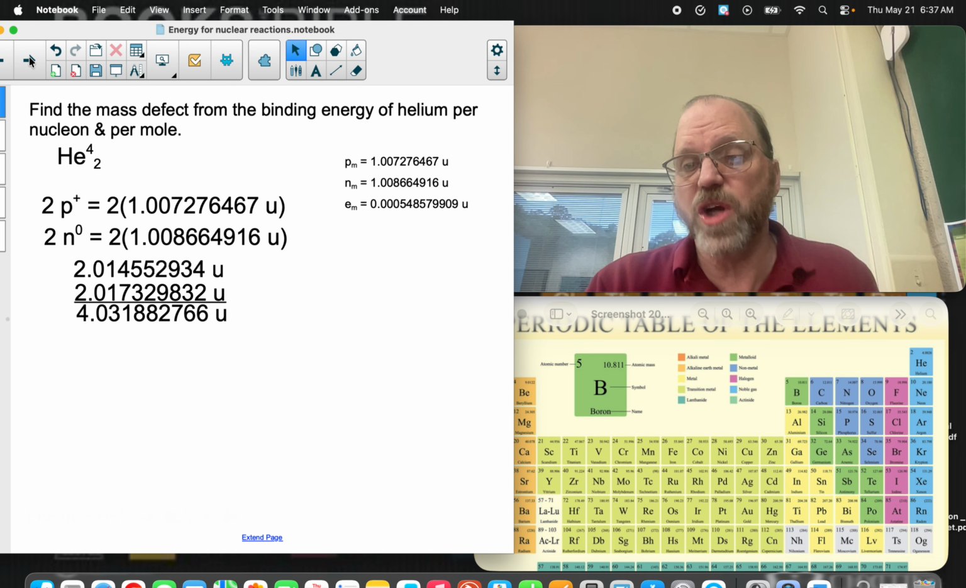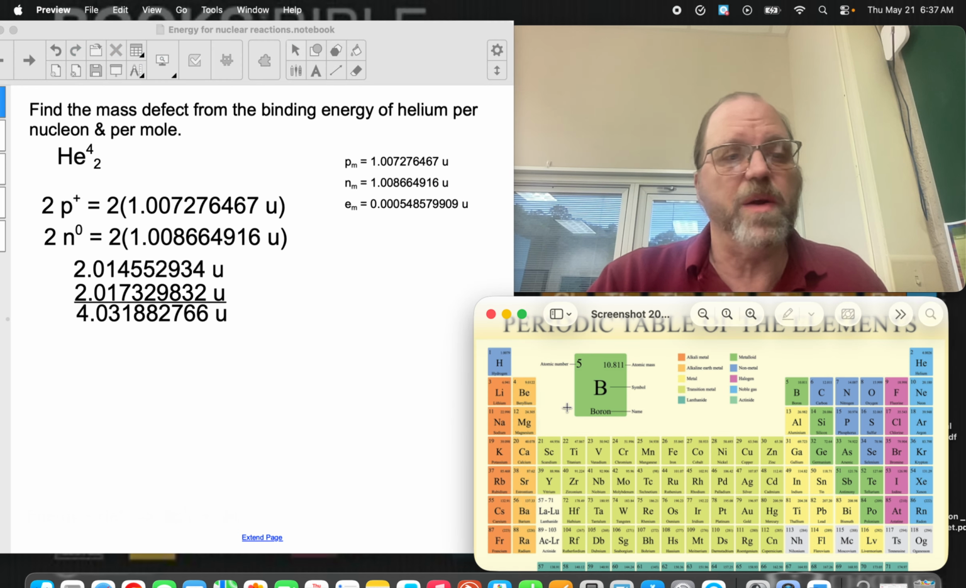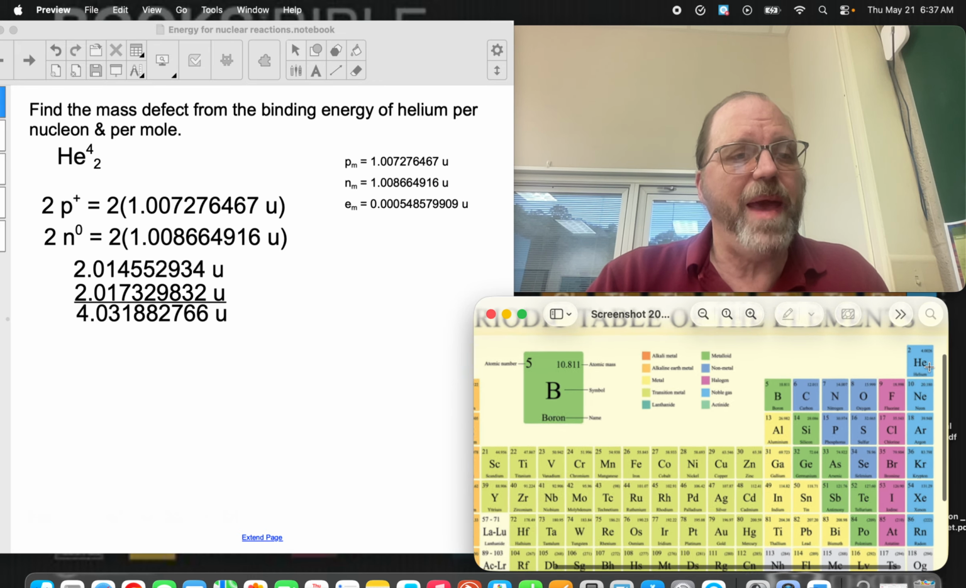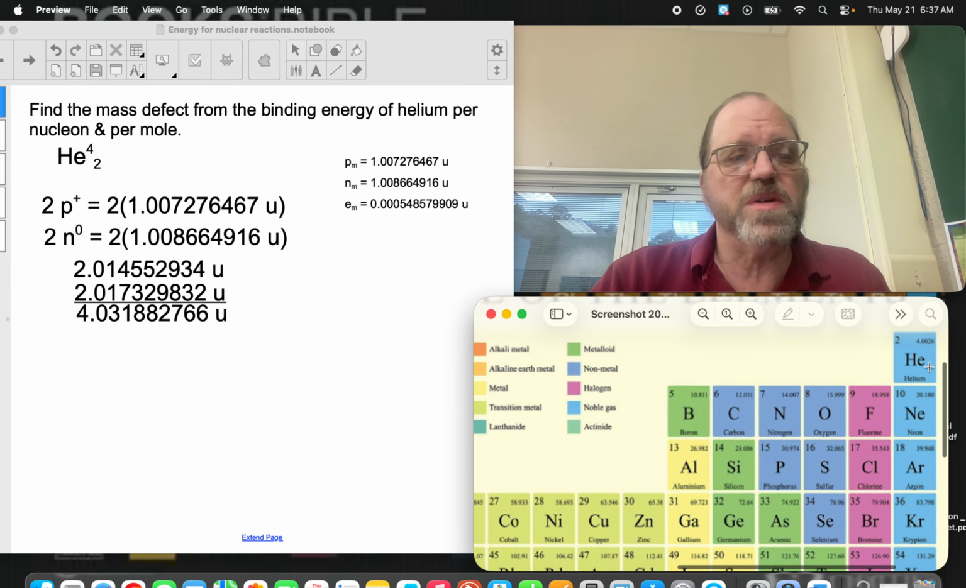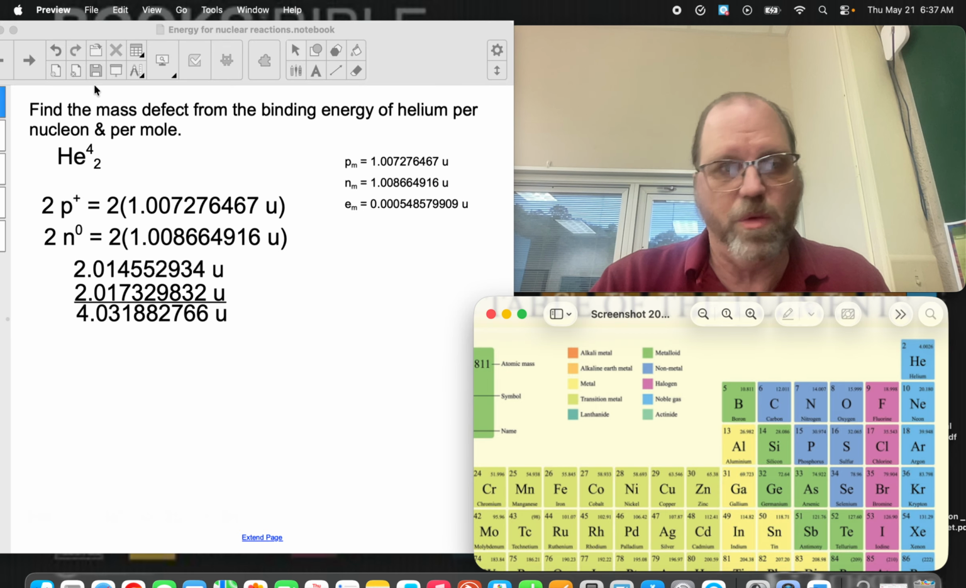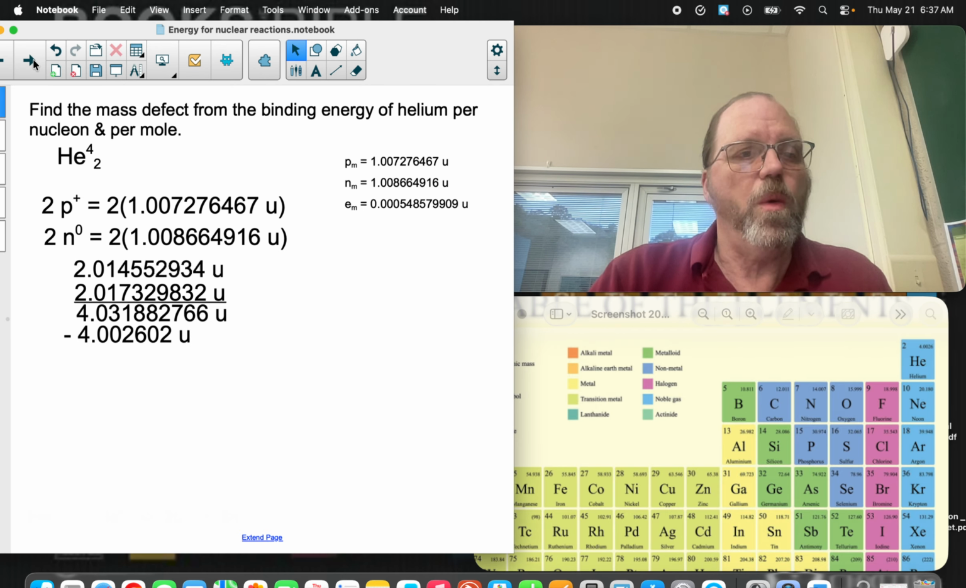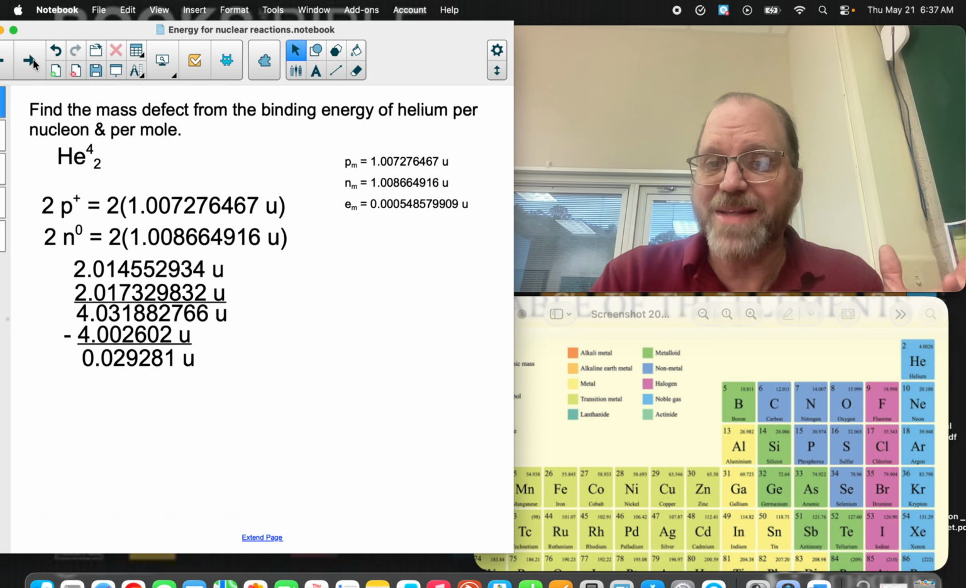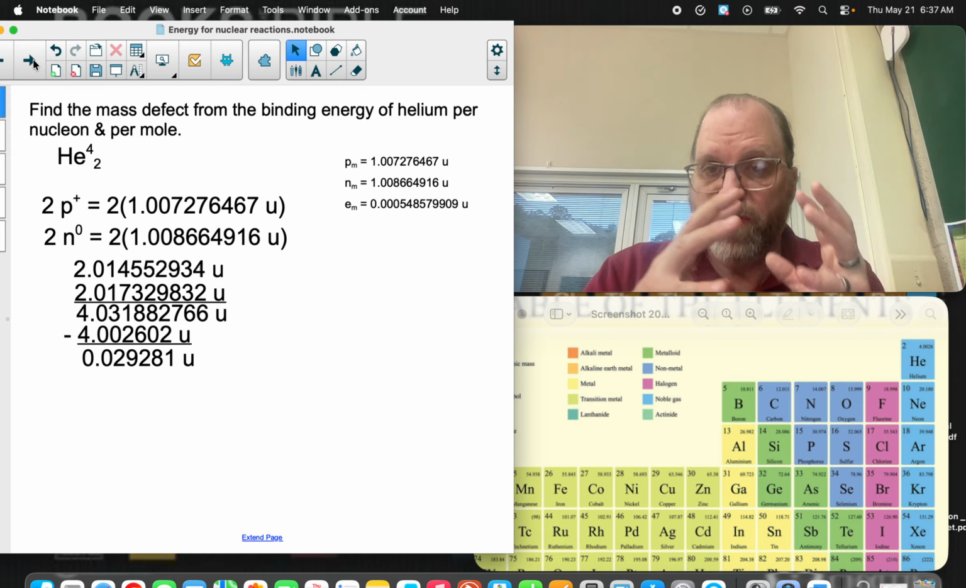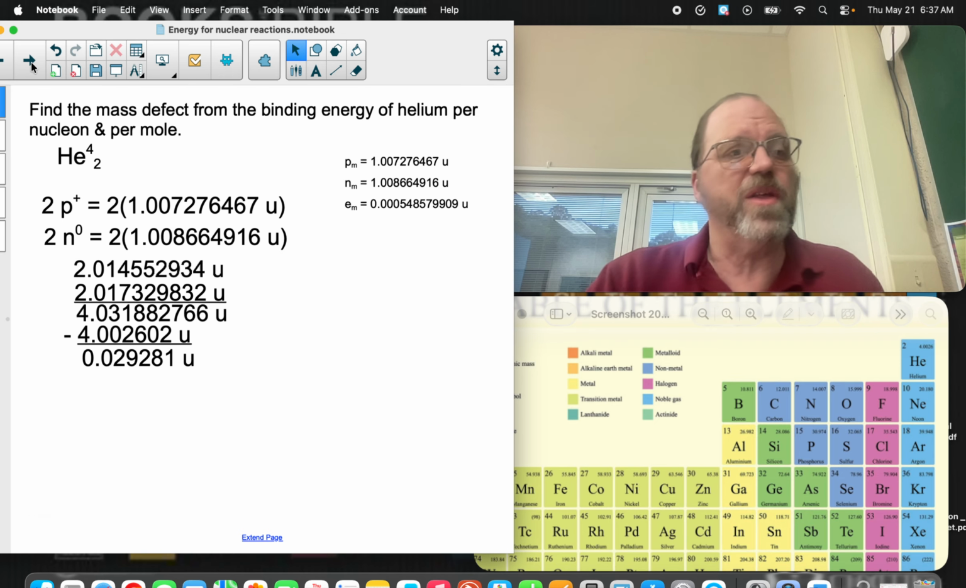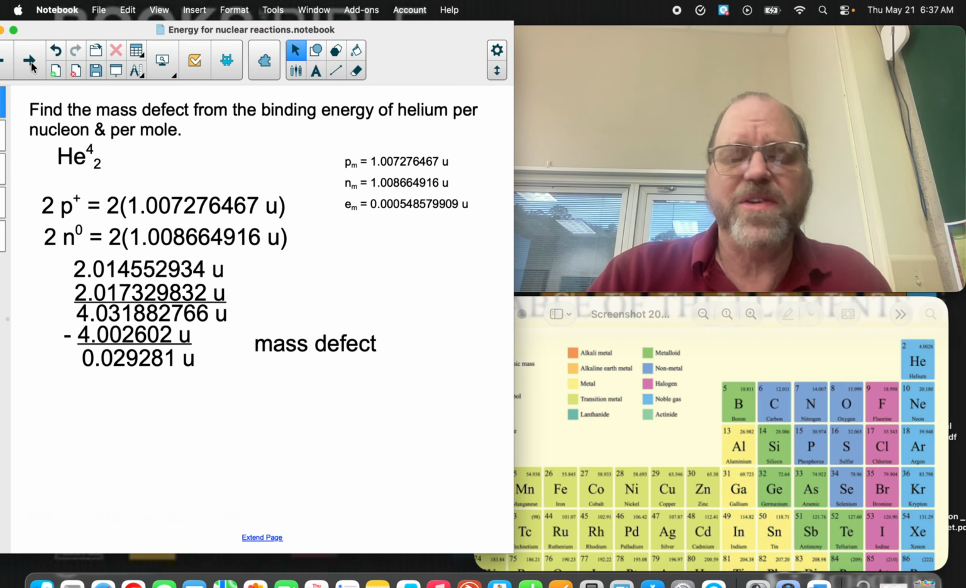Now from the periodic chart, which is right over here, we see that the atomic mass is 4.002602 U. That's a little more thorough number. When we subtract, we're going to get a difference of 0.029281. So that's the mass that's converted to energy to hold the atom together. All right, so we need this in grams to find the mass defect.